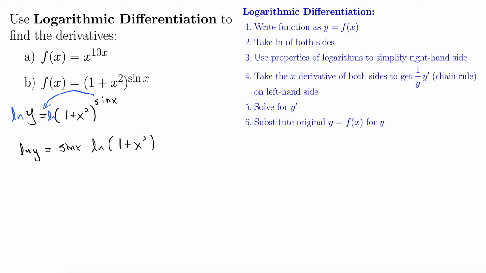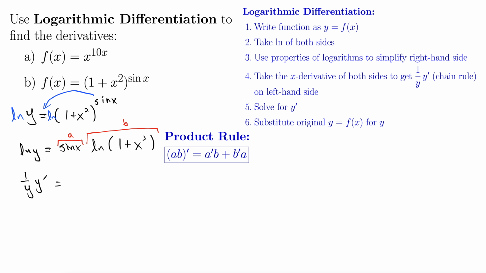Now we hit both sides with the derivative. On the left side, the derivative of natural log y is 1 over y times y prime, because this is the derivative with respect to x. So the chain rule tells us we have to add on that extra y prime. You can think of this as natural log u would be 1 over u times u prime. Same thinking there. On the right side, we have a product, so we'll hit this with the product rule. Sine x will be our a. Natural log of the quantity 1 plus x squared will be our b.